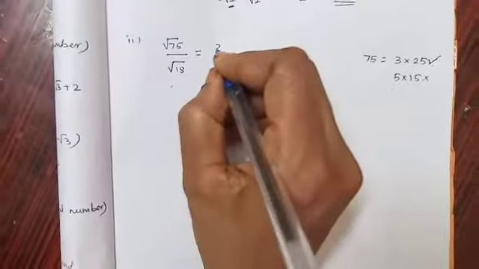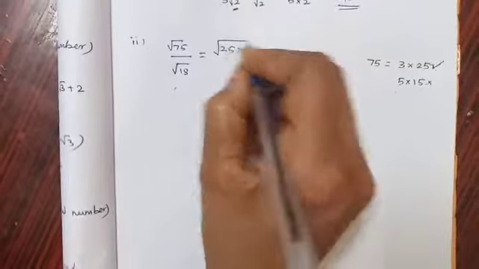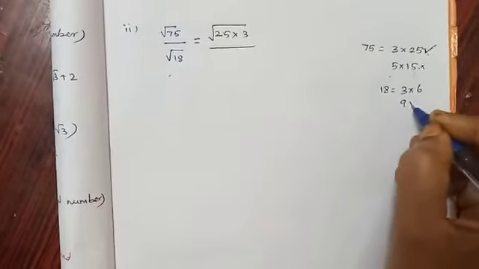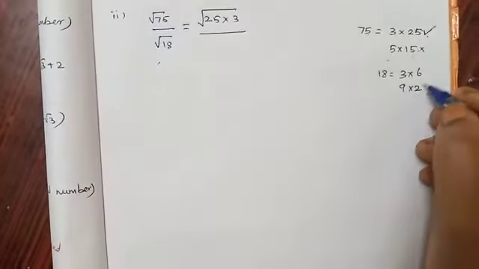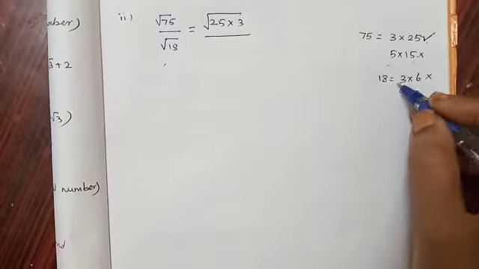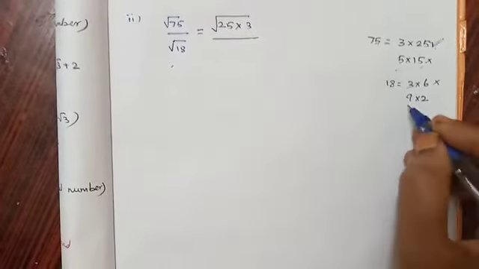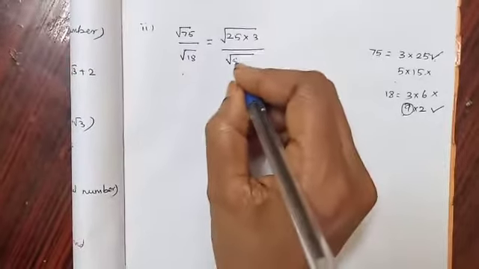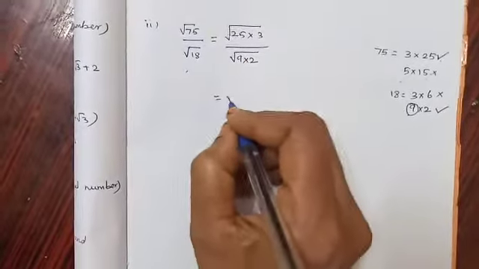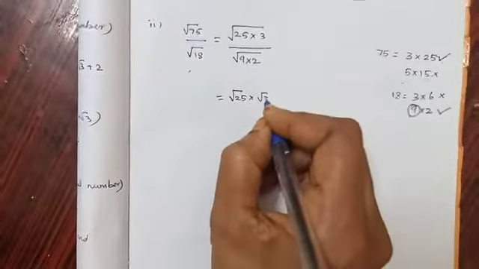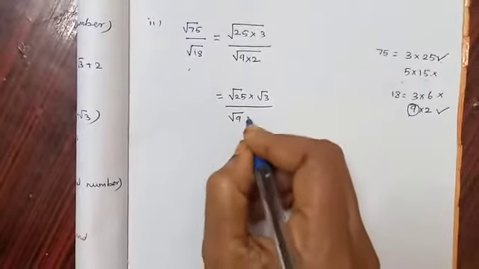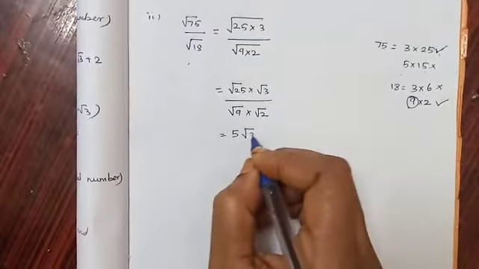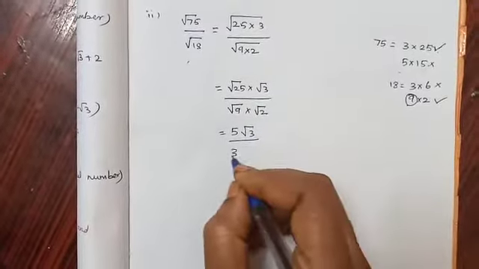So that is equal to root 25 into root 3. Like 18 is equal to 3 sixes are 18, 9 twos are also 18. But in this factor there is no perfect square, while here it is a perfect square. So we choose this, root of 9 into 2. That is equal to root 25 into root 3 divided by root 9 into root 2. That is equal to root 25 is 5, root 3 divided by root 9 is 3, root 2.